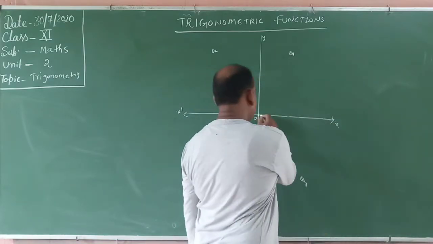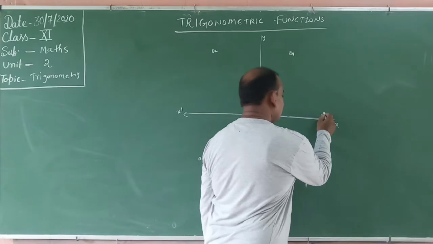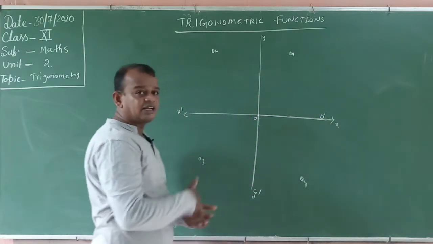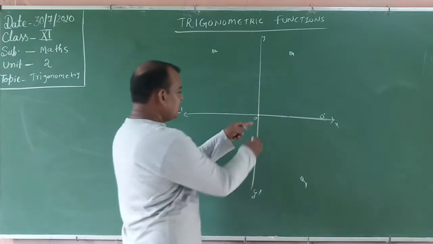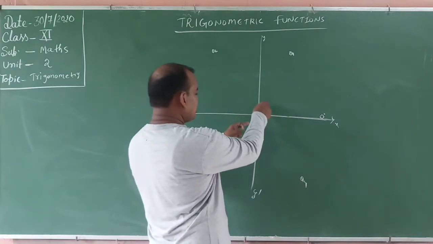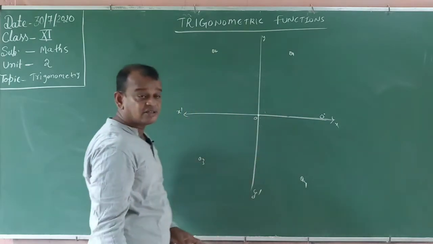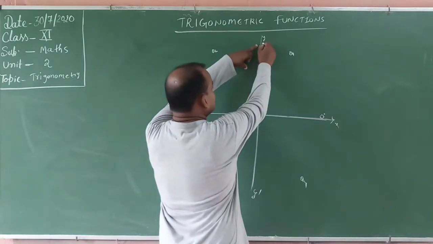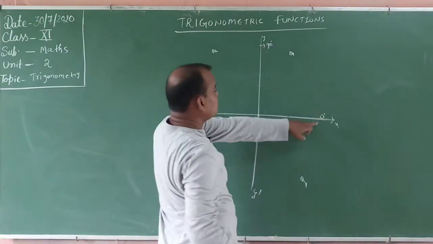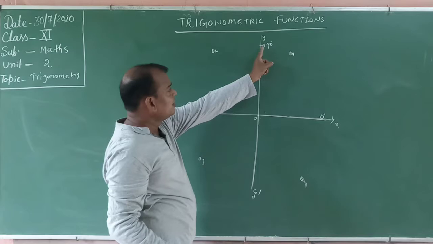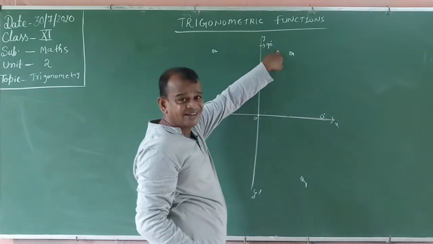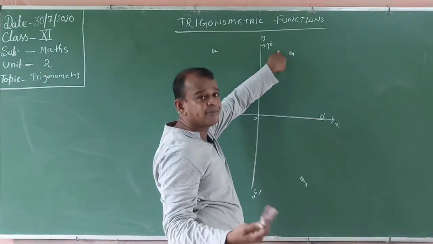Now, starting from here, rotate in the anti-clockwise direction. 0 degrees at the center. One complete circular rotation equals 360 degrees. Now this is 0, and this is 90 degrees. From 0 to 90, angles less than 90. First of all, the angle is theta, then 90 minus theta.